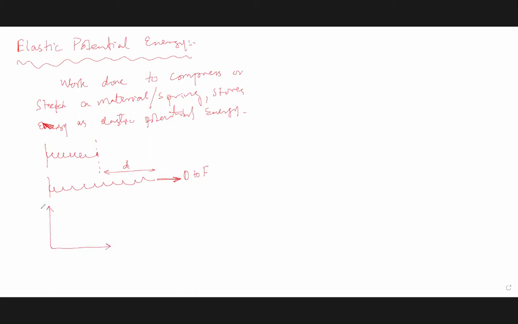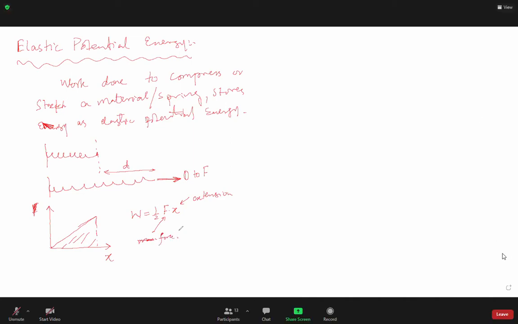So this is the situation where you have a graph of force versus extension. You may call it distance or extension, because stretch हुआ है na. It's a graph like this, so work done is equal to half Fx, x is extension and F is maximum force. So when you stretch a spring, you don't exert a constant force.